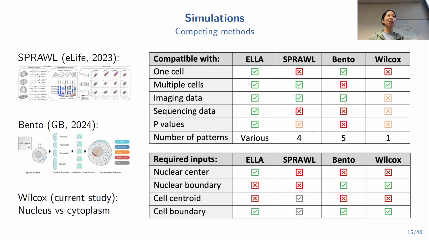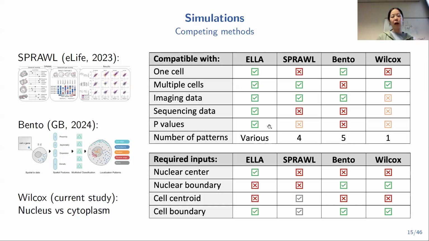So next we do some simulations. There are a few, but not many, competing methods. For example, SPRAWL and Ventol. This one is a statistical method. This one is a random forest method, and this one doesn't have a p-value. And some researchers just count the number of nucleus counts and the cytoplasmic counts and do a Wilcoxon rank sum test. So these are the competing methods.